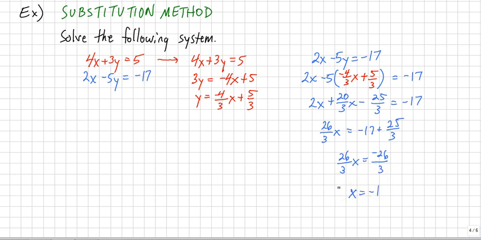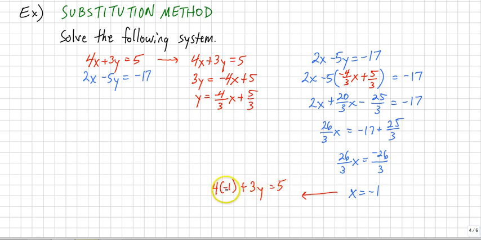Now that you know x equals negative 1, you can take that x value and plug it back into either of the equations. It doesn't matter. I typically just plug it into the top one. I must just be not very creative, but I usually just plug it into the top one. So we're going to take that negative 1 and plug it into the red equation. So 4 times negative 1 plus 3y equals 5.